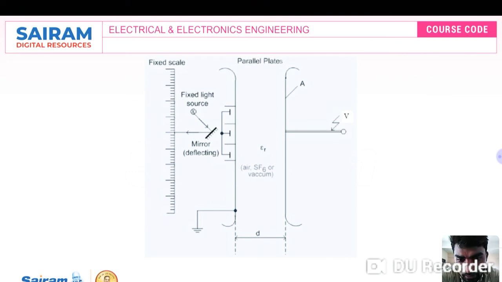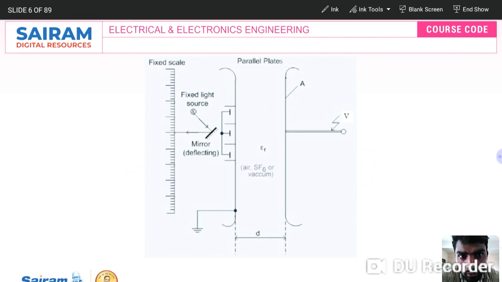So this is the diagram for how the pointer will deflect. I'll just show you how it will work. This one is the supply voltage. This one is parallel plates placed parallel to each other, and the dielectric medium is air or SF6 or vacuum. Even the capacitor will charge in parallel plates placed near each other. The charged particles will be stored there, right?